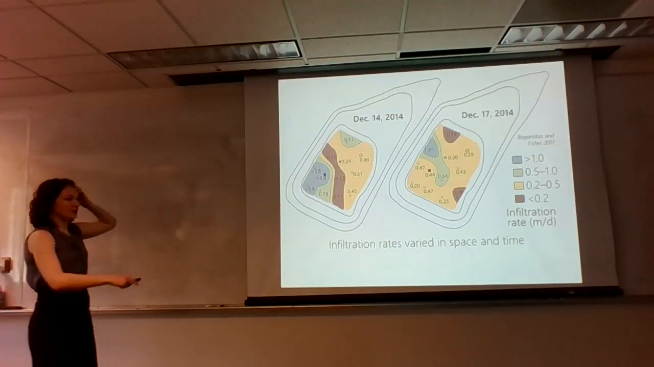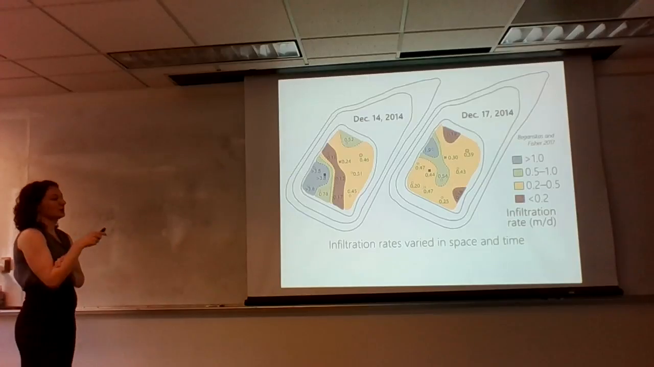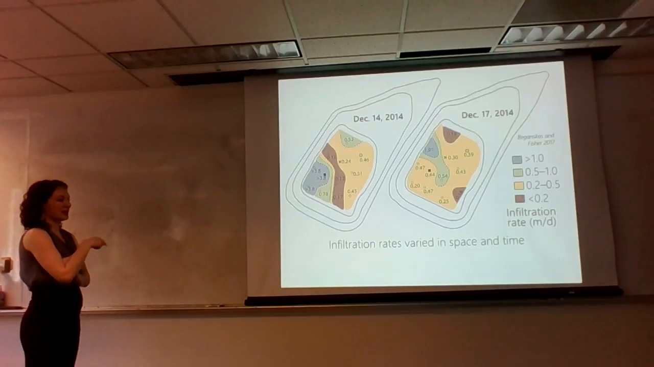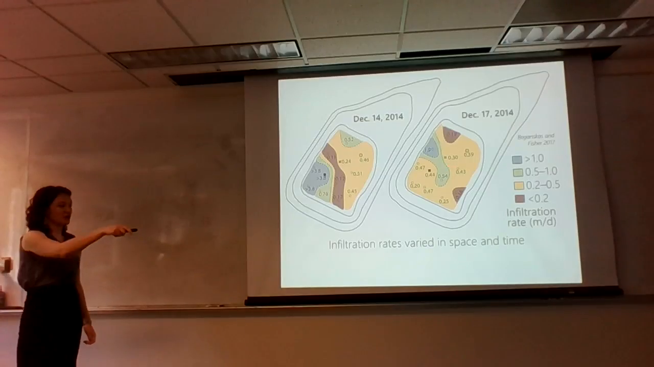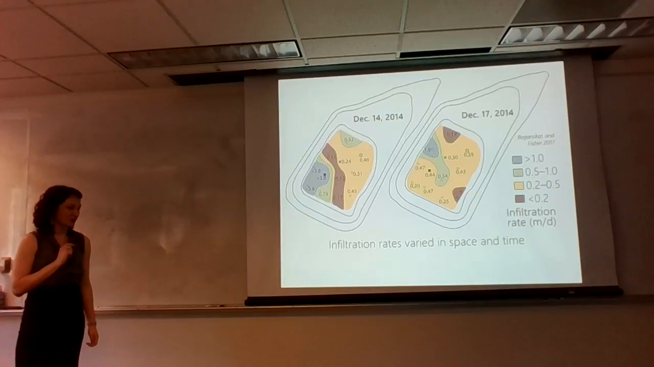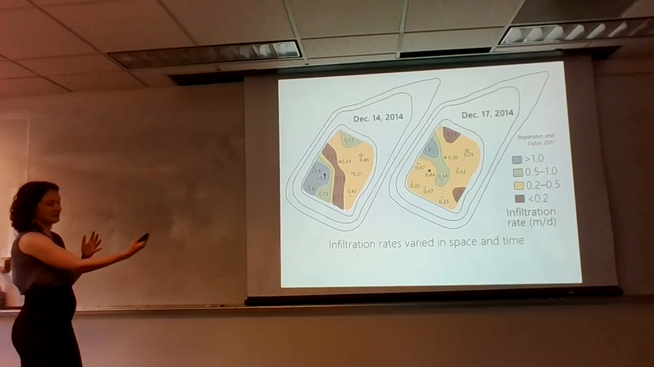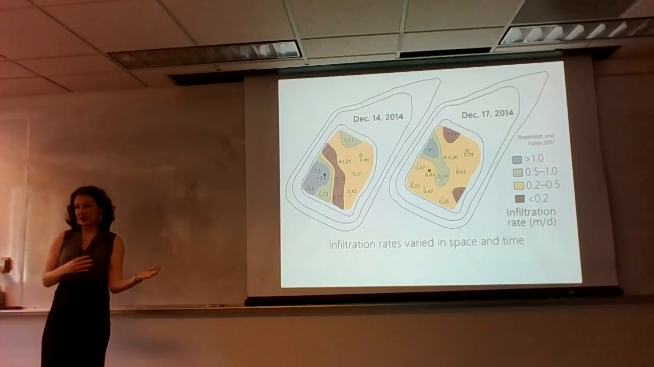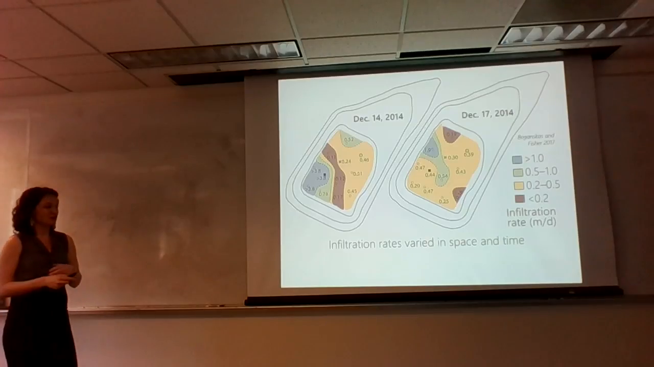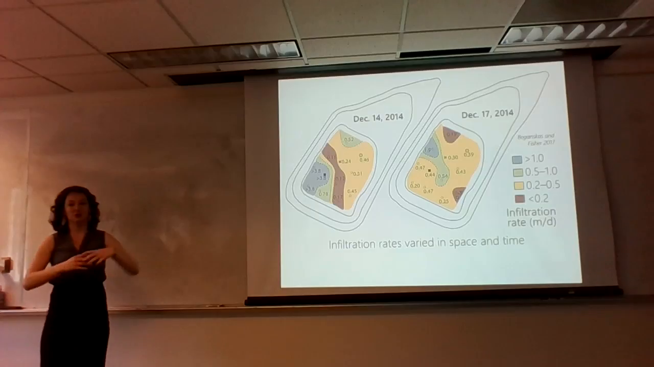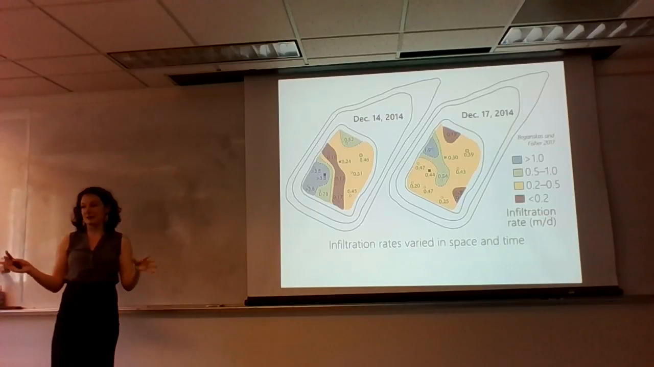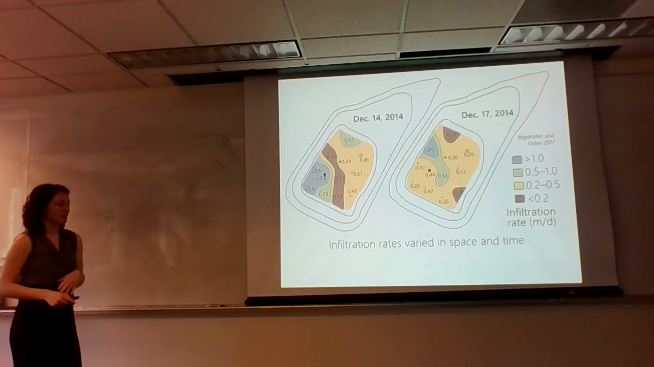These are maps of the infiltration basin showing 12 different points with the infiltration rates that we calculated. Green and blue indicate faster infiltration, and yellow and brown indicate slower infiltration. And you can see just by looking at these maps, there's a lot of variability both in space and in time in terms of infiltration rates. We only have 12 points here, and it's clear that these 12 points don't fully sample all of the variability that might be occurring within the basin.